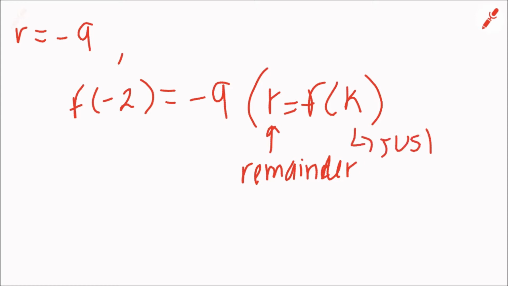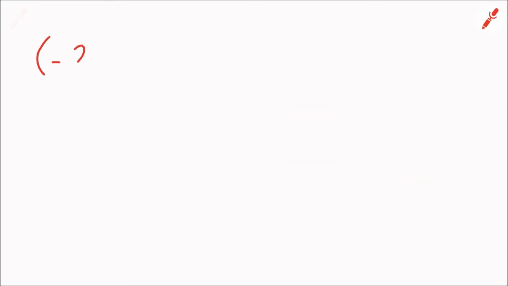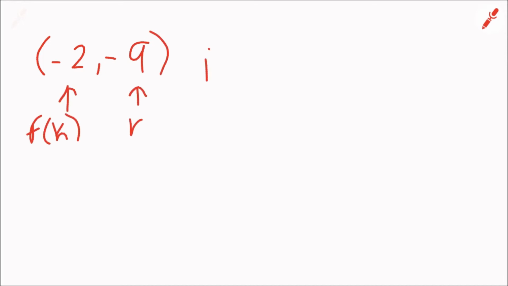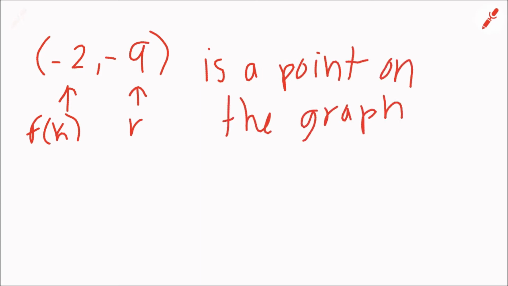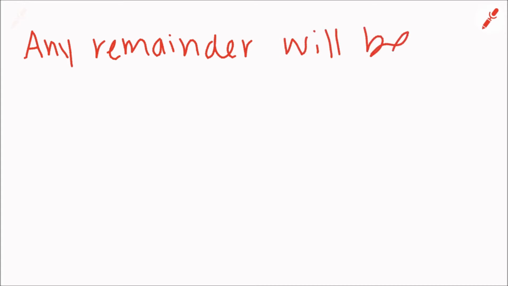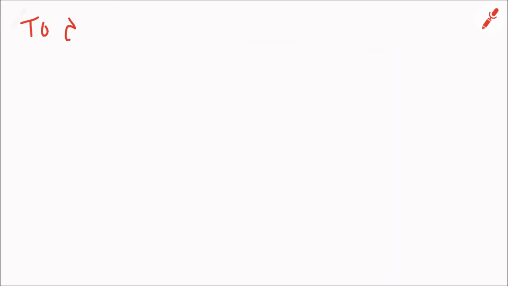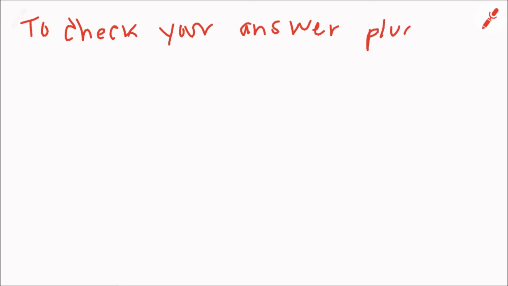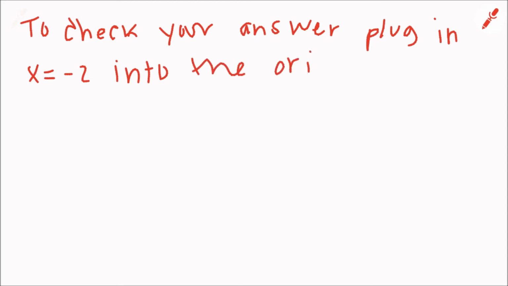Remember, r is your remainder and k is just a number. So we can say that (-2, -9) is a point, where -2 is k and -9 is f(k), or r. This is a point on the graph of f(x). Any remainder that you get will be a y value. To check your answer, you can just plug in x equals -2 into the original function.